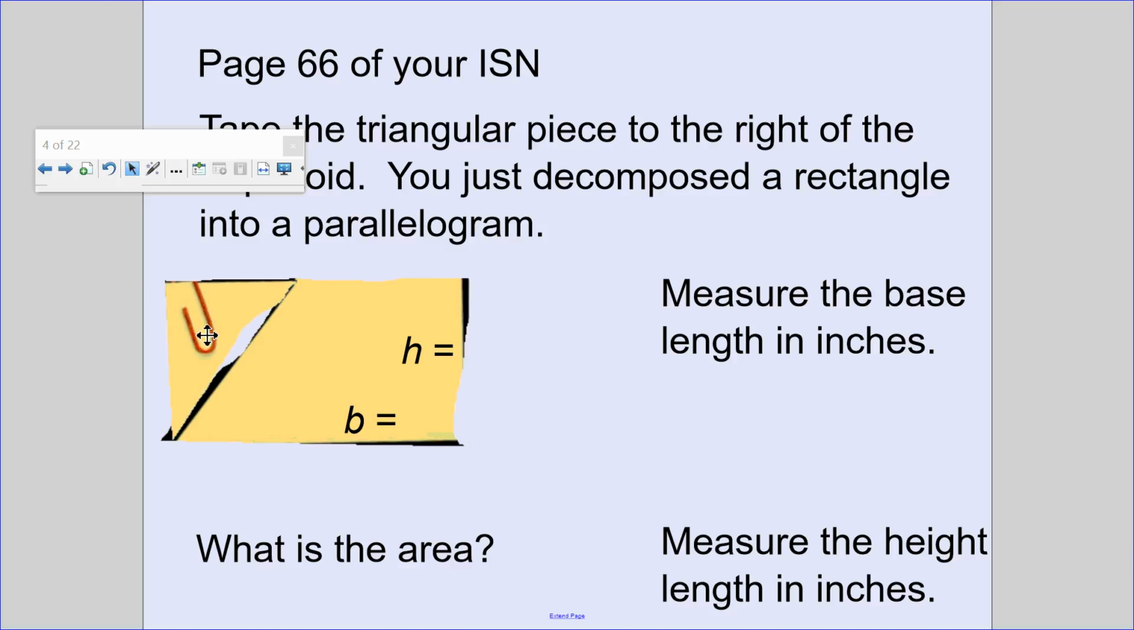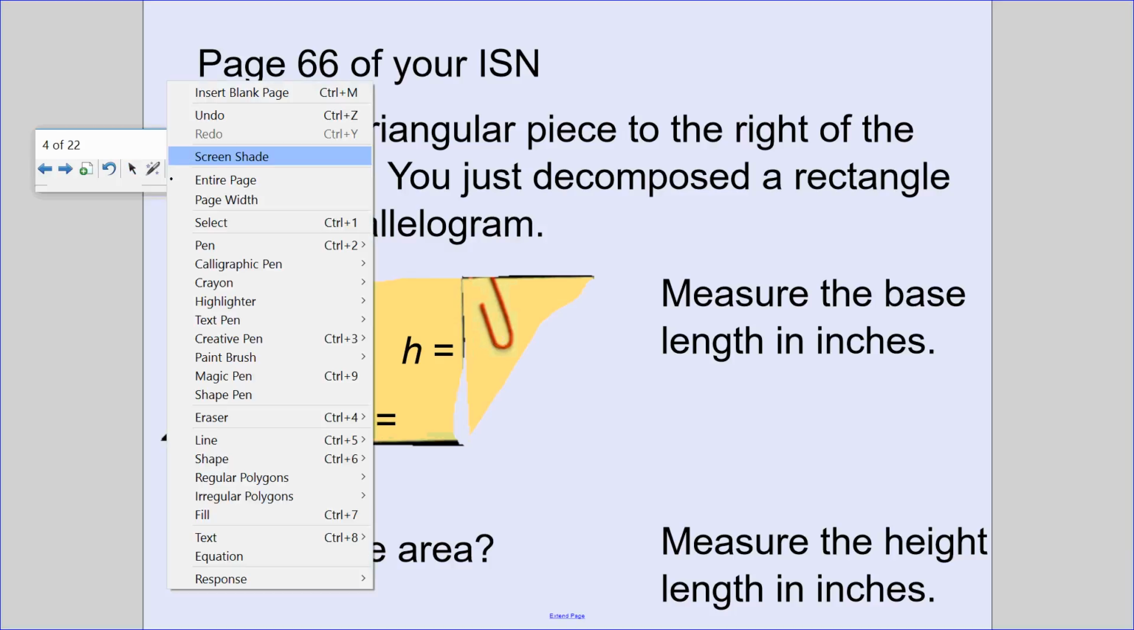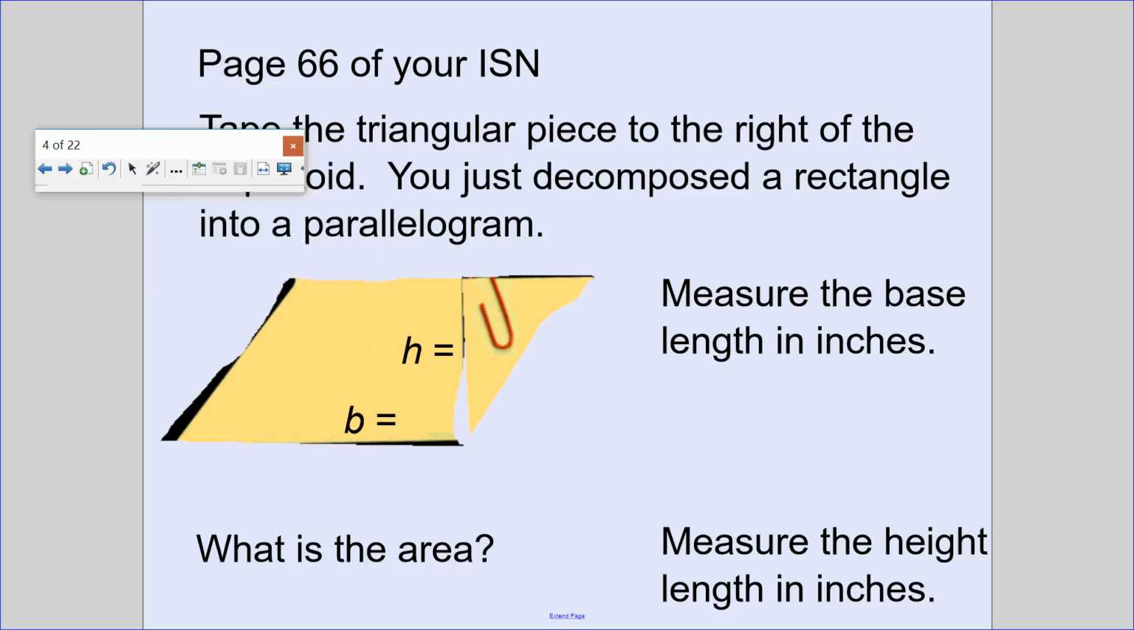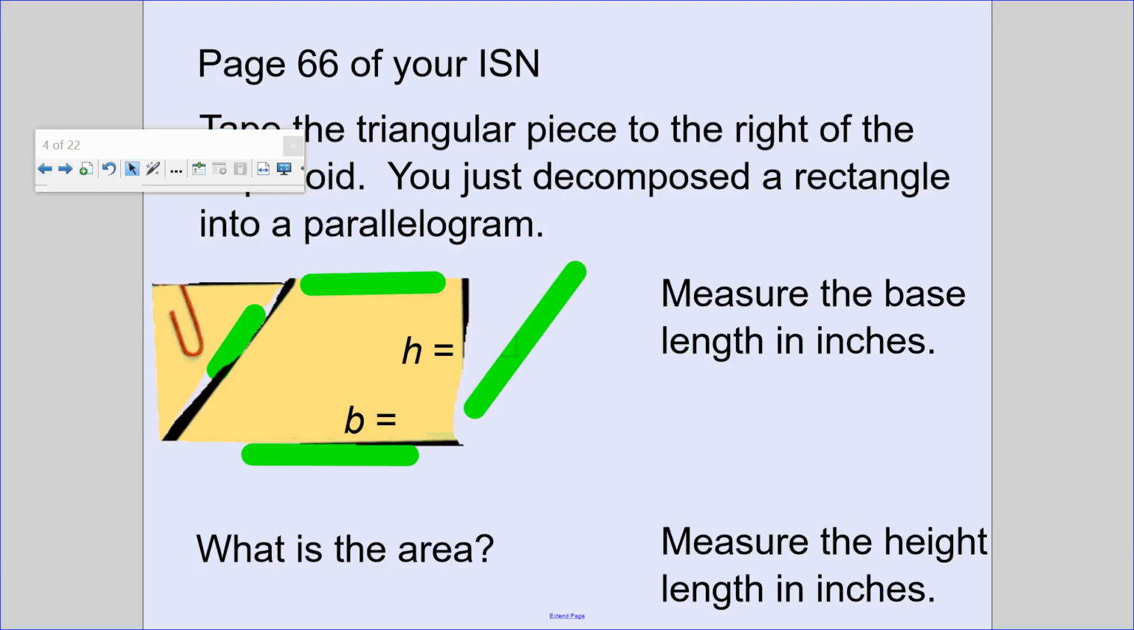So we started with a rectangle. We cut off the rectangle and we slide it on this side. Now it is a parallelogram. And what makes a parallelogram? A parallelogram has one set of parallel sides, then another set of parallel sides. So it has two sets of parallel sides. So a rectangle also has two sets of parallel sides, hence it's a parallelogram, but also this is another type of parallelogram.